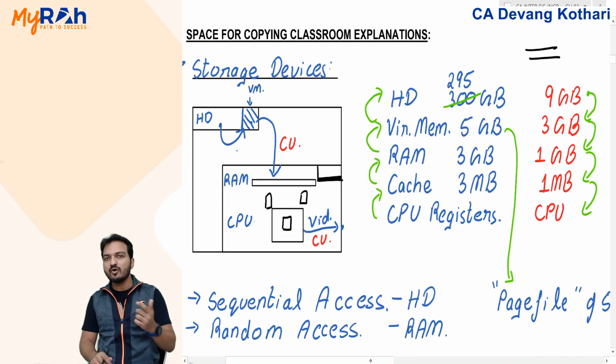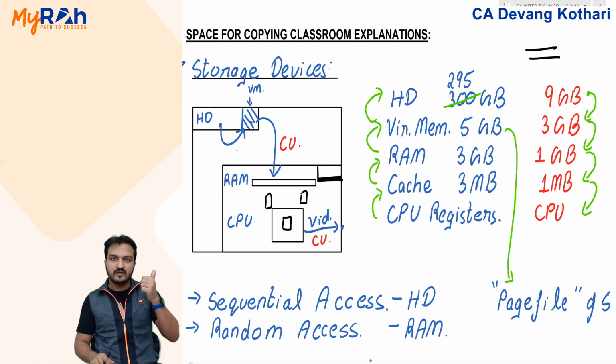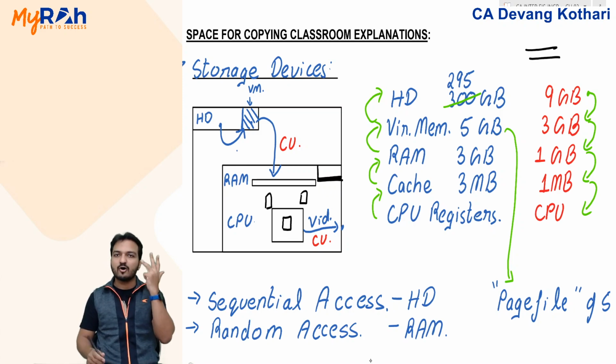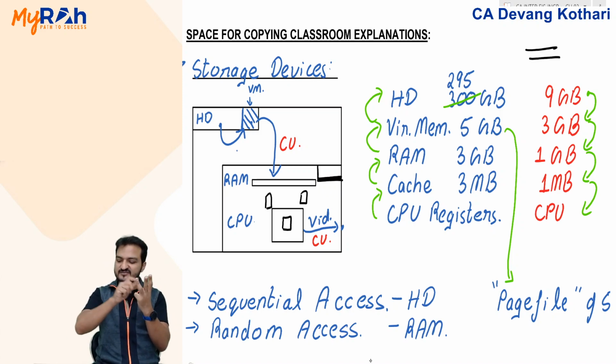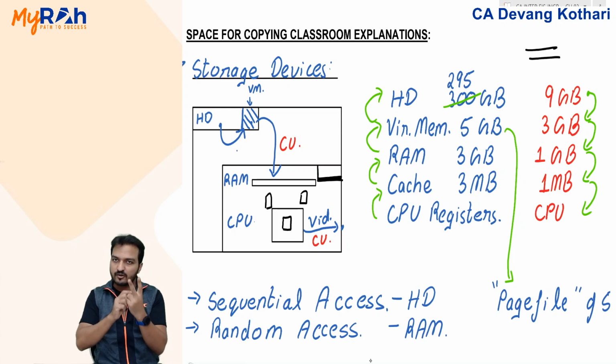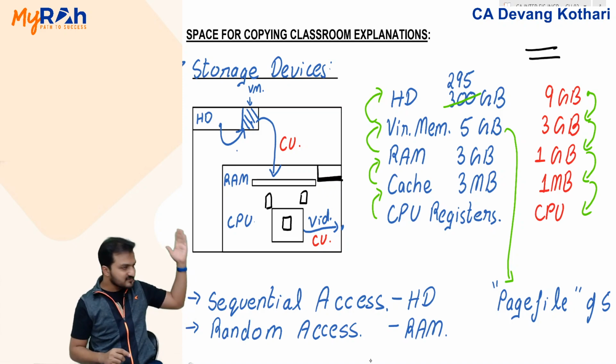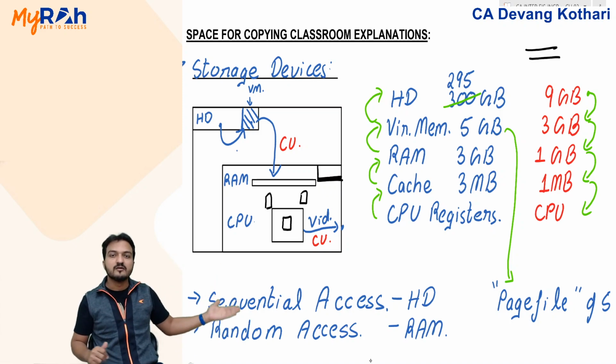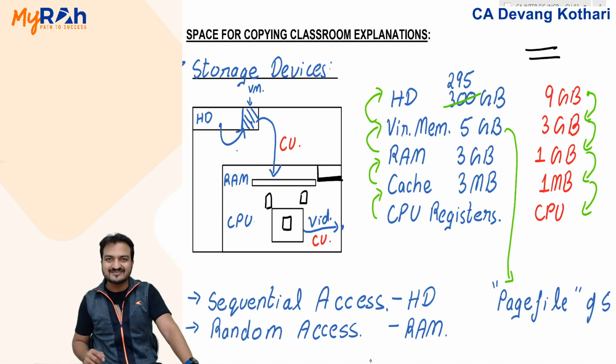So within your hardware components, you have input devices, processing devices, storage devices, and output devices. Input devices, output devices, I said we are not revising. Processing devices we just did. Now storage devices. Well, this diagram I had made to describe all the storage inside the computer.